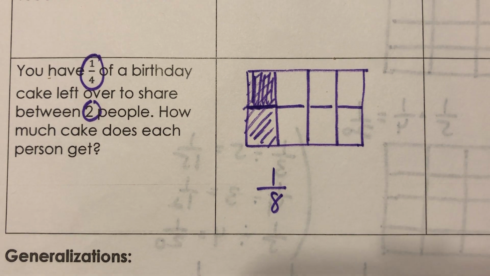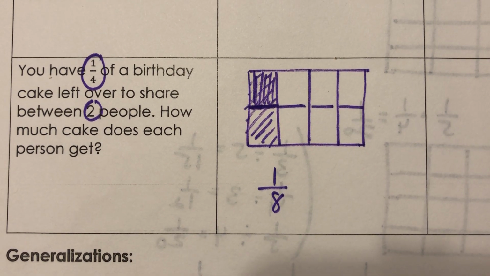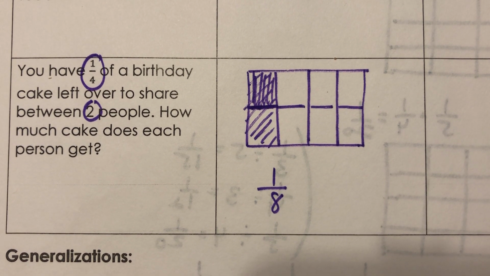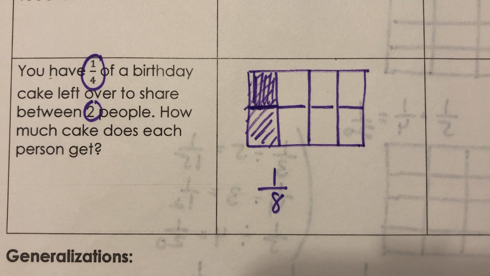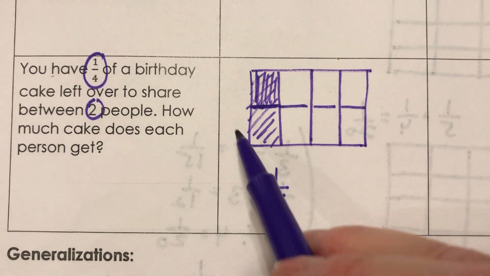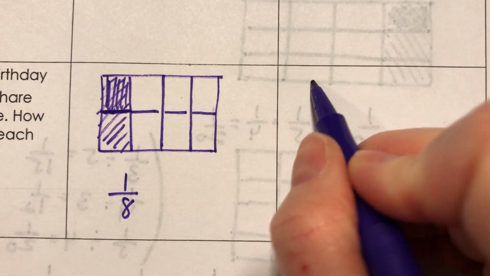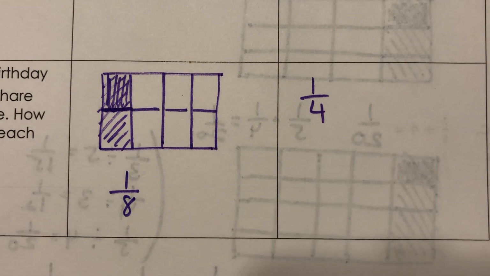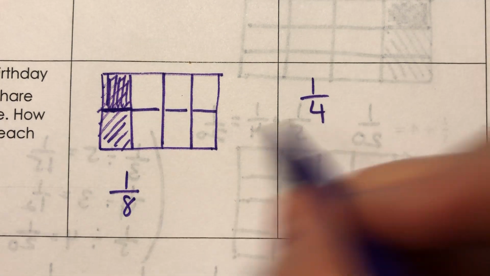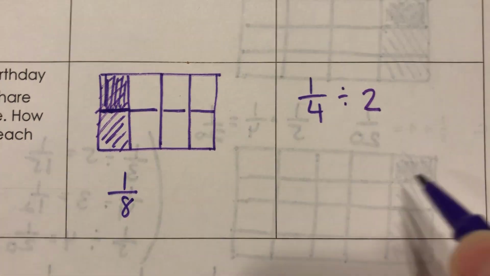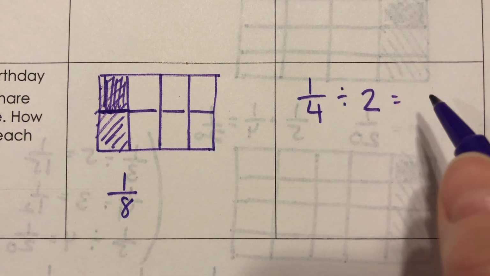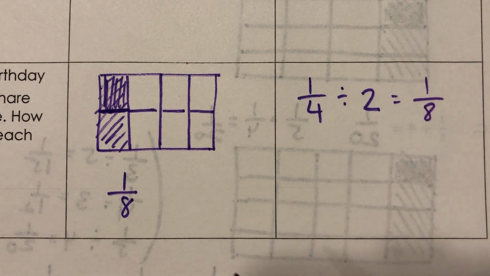So what we just did here, equation-wise. And pictures are powerful. So if you can draw this picture and get the 1/8, I'm totally good with that. But I do want you to try to connect it to an equation as well. So we started off with 1/4 of the cake left, right? So what we started with was 1/4, and you can't change what you start with. And then we took that 1/4 and we divided it between 2 people. And we ended up getting 1/8, right?